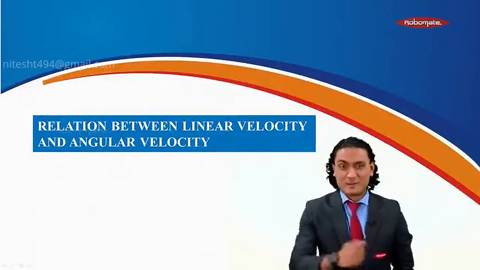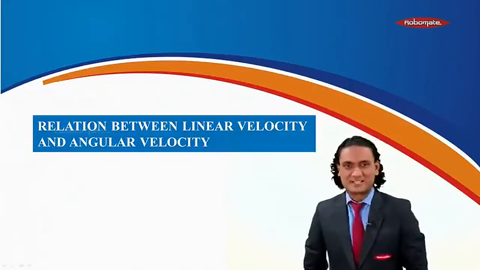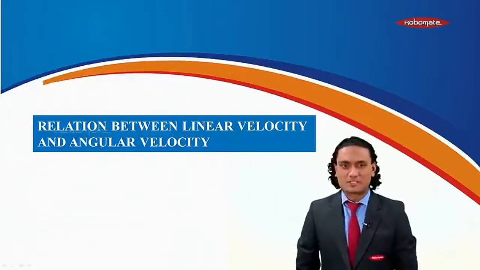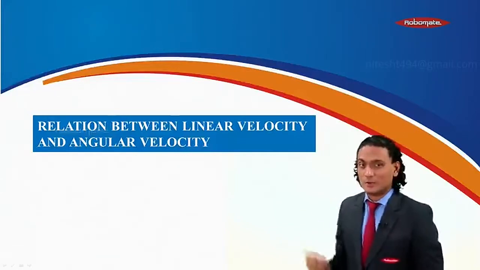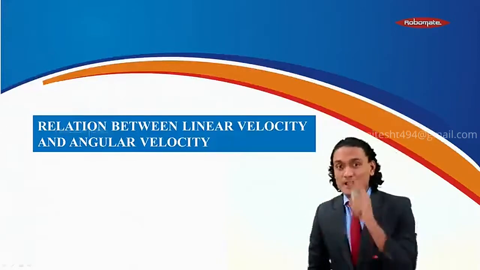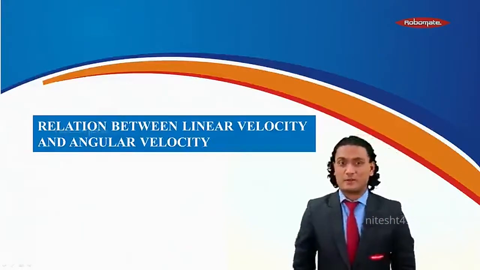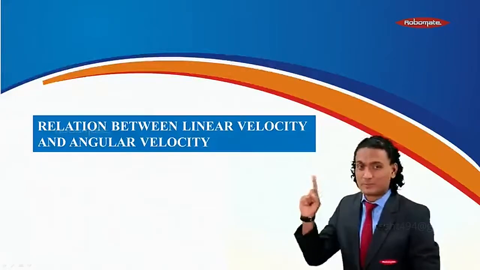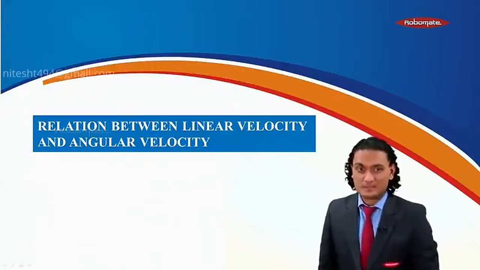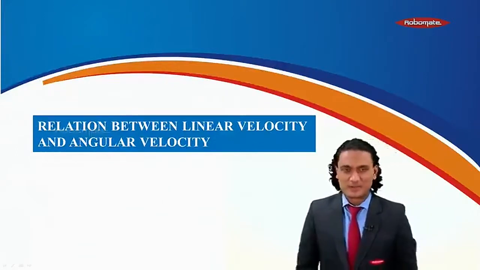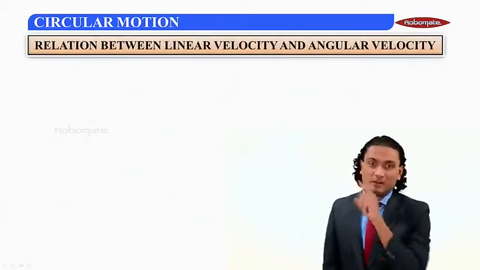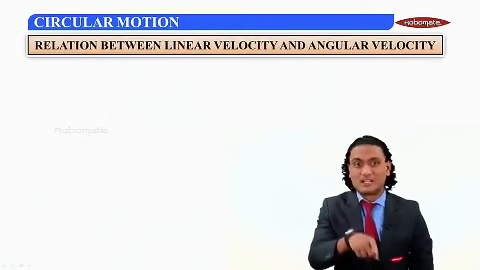So we have been discussing the chapter circular motion. Now, let us start with the next module of the chapter circular motion. In this module, we are going to derive a relation between linear velocity and angular velocity. Students, it's a very, very important module, so please pay complete attention. Are you ready? Can I start with the module? What we are going to do in this module? Yes, we are going to derive a relation between linear velocity and angular velocity.